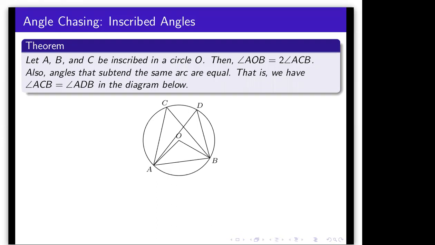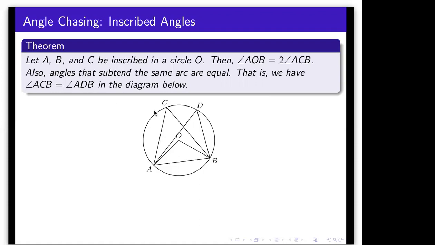That says if you have some points A, B, C on the circle as shown in the diagram, and O is the center of the circle, then angle AOB is twice angle ACB. And also if you have another point D that subtends the same arc, you have angle ACB equals angle ADB.